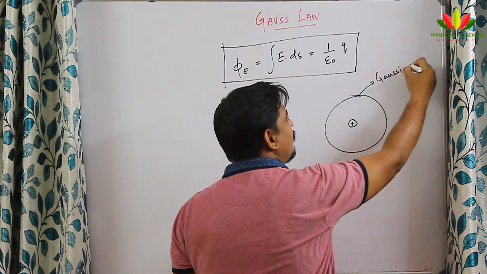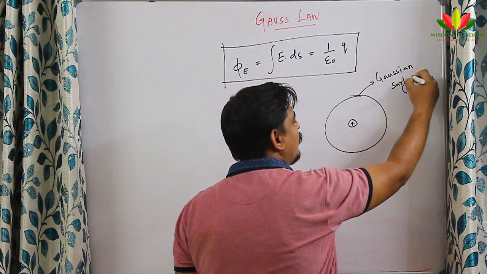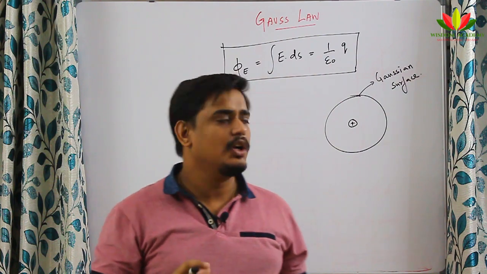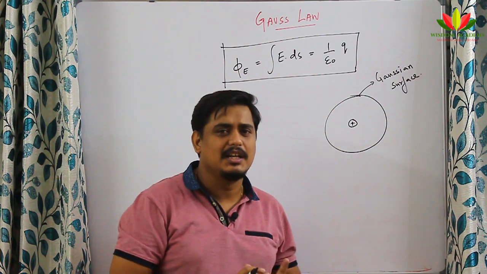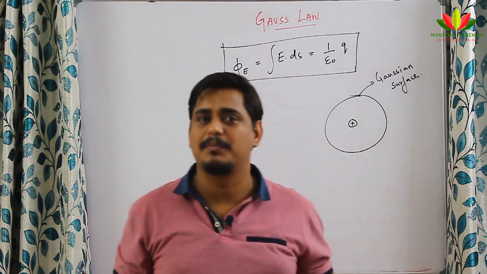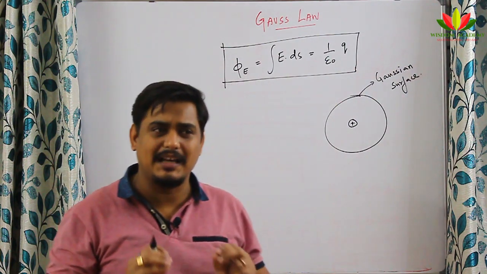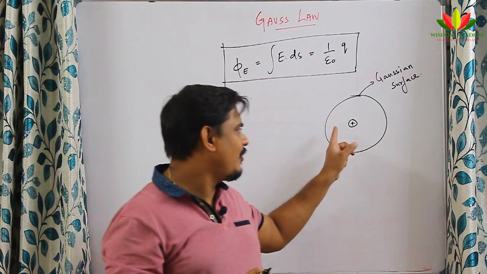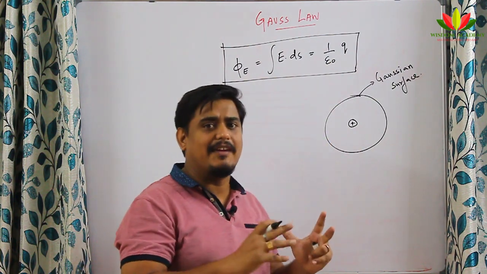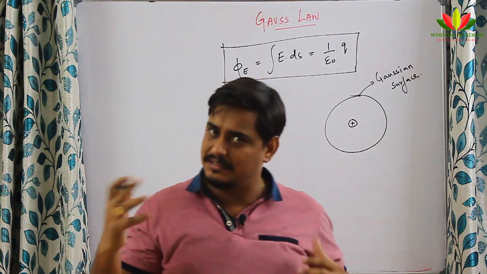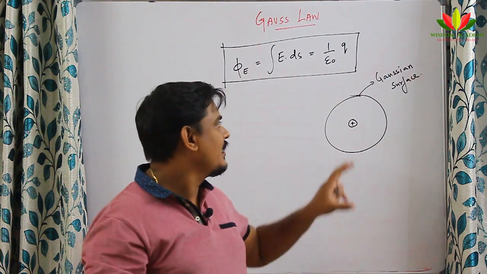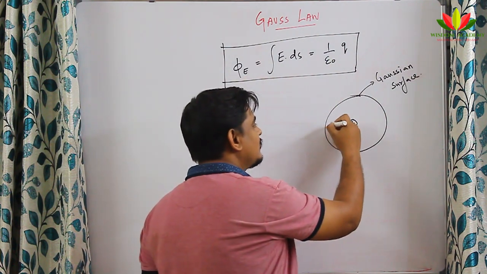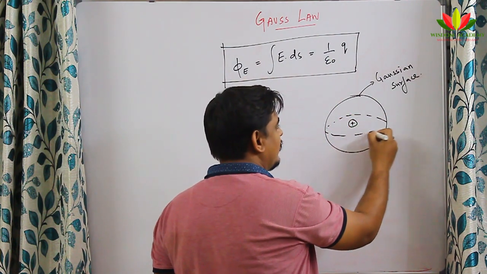Now, how to decide what will be the Gaussian surface? It is purely based upon your judgment, how clever you are to choose the best Gaussian surface which gives you minimum trouble in solving the problem. So, the Gaussian surface is not any hard and fast surface, it is purely based upon judgment. In this case, I have a positive charge, and we know a positive charge has an electric field radially outwards, right? Last class we saw that. So, I have drawn a Gaussian surface which is spherical in nature.